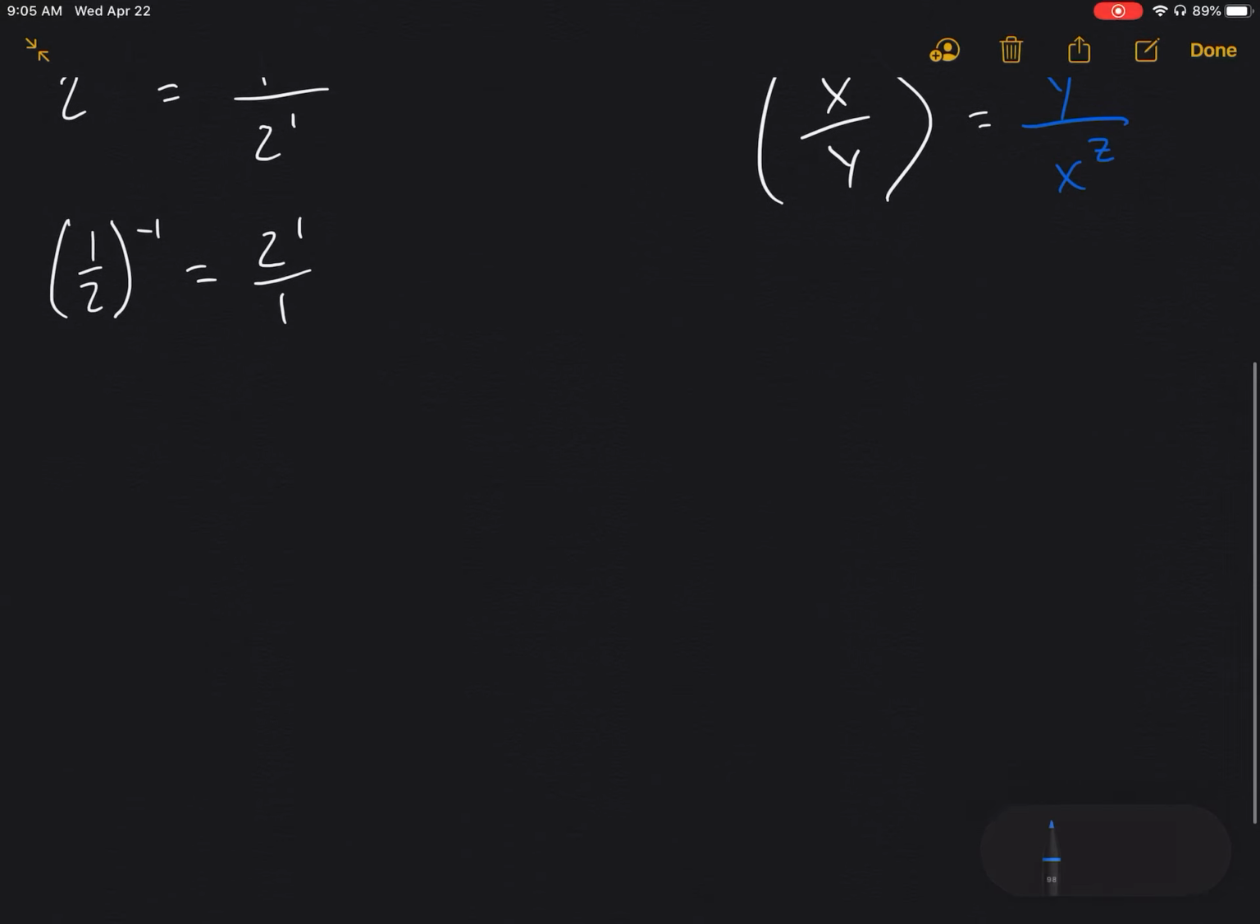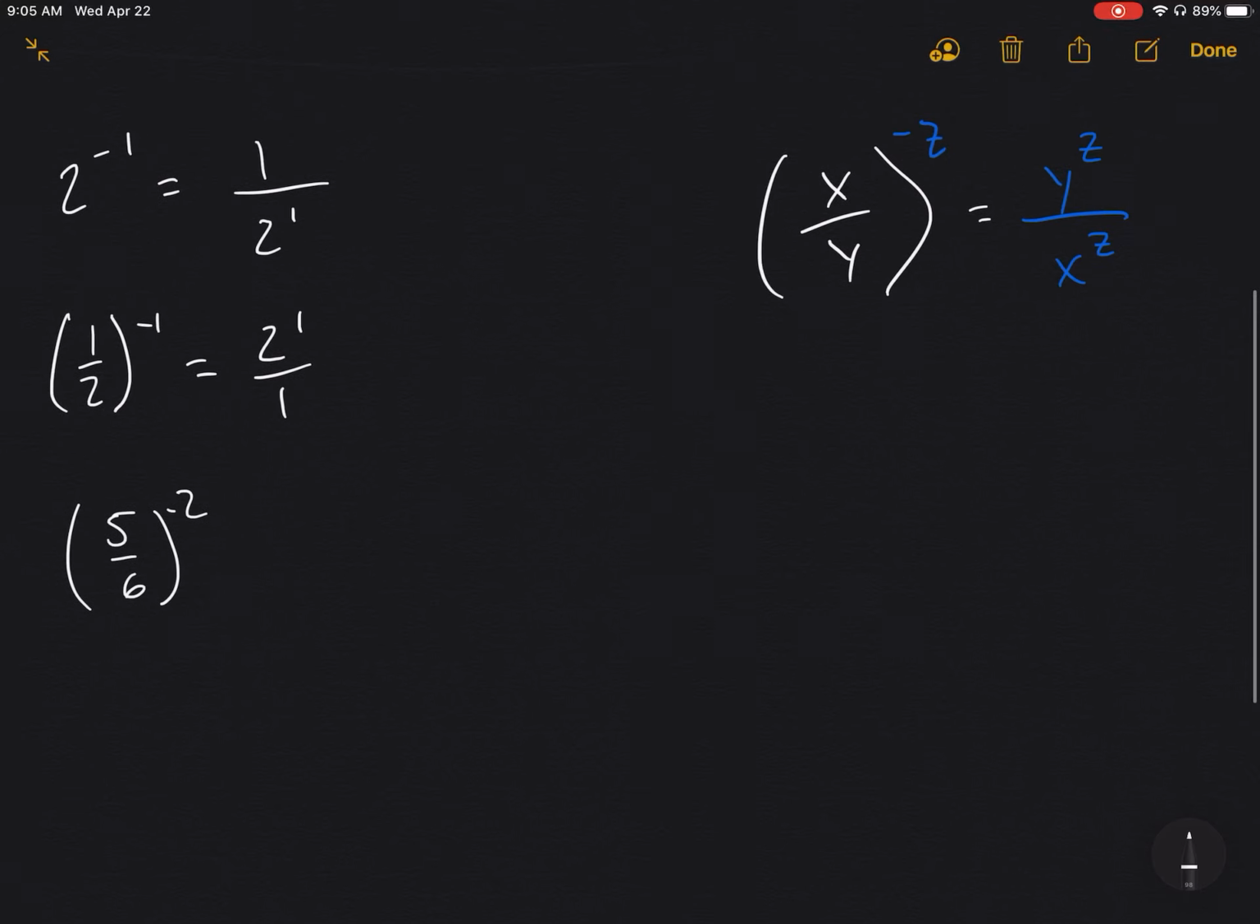So let's look at 5/6 to the negative 2. What happens? Well, 6 goes to the numerator, 5 goes to the denominator, and our z in this instance would be 2, so we'd have 6 squared over 5 squared. If I simplify that, 6 squared is 36, 5 squared is 25, and so that would be our solution.